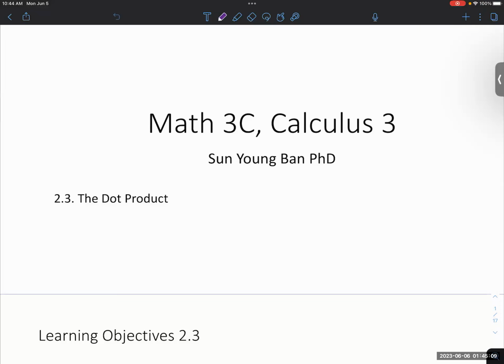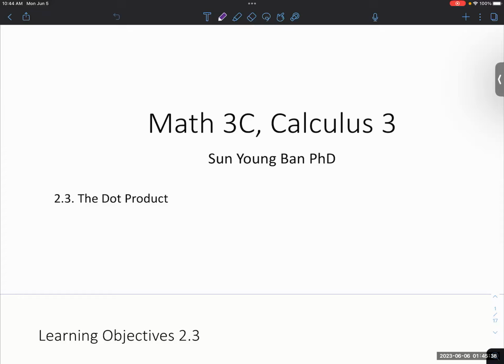So in this video, we are going to talk about 2.3, the dot product. In the previous video, we introduced the concept of vectors in three-dimensional space. In this video, we are going to talk about what it means to multiply two vectors in three-dimensional space. We call that situation the dot product.